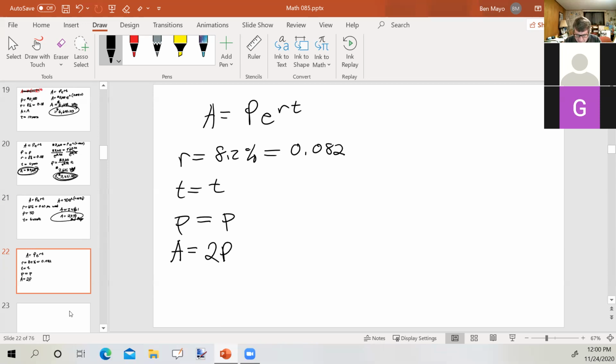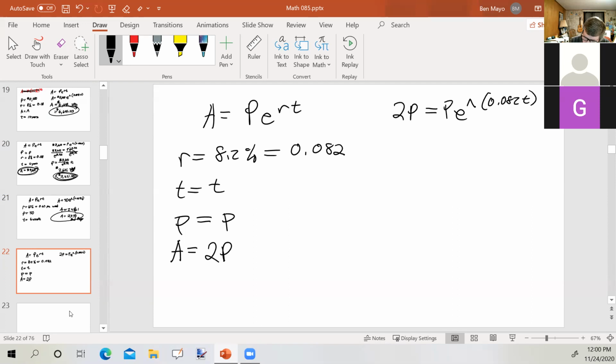Now, again, we might be thinking, but we still don't know what the population is. As we're going to see, it doesn't matter. Putting this information into the formula, we get 2P in the place of A equals P times e raised to the 0.082 times t power. Okay?